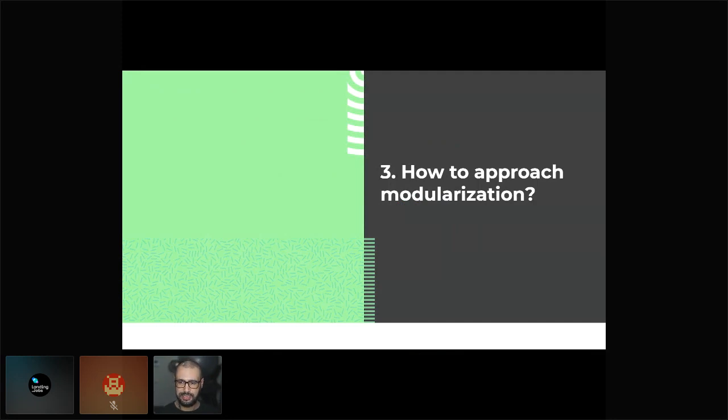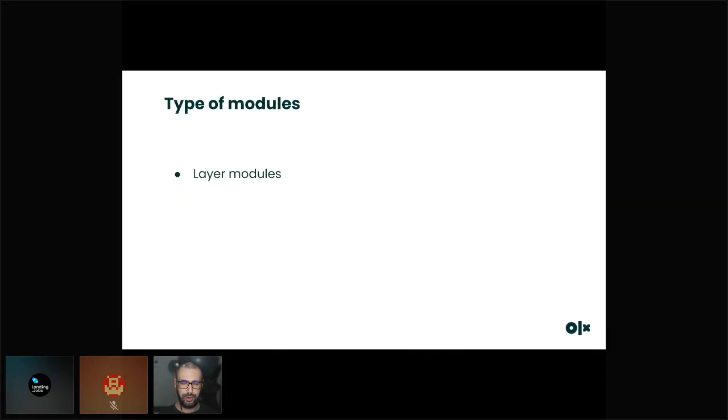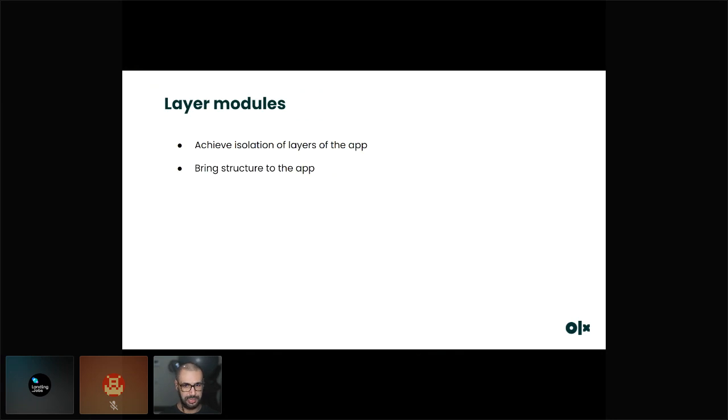Next, let's see how we can approach modularization. So when we talk about modules, I'm talking about two types of modules. The first type is a layer module, and then a feature module. What is a layer module? A layer module will help us achieve isolation of layers of the app, bring structure to the app, and isolate third-party libraries, and help avoid vendor lock-in, like analytics or map service providers or any other libraries.